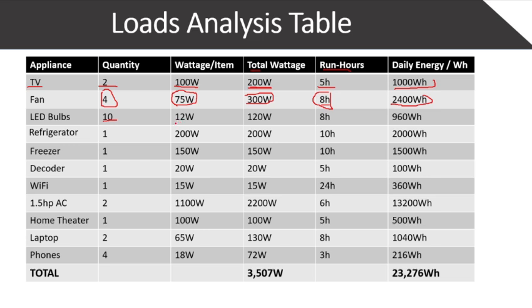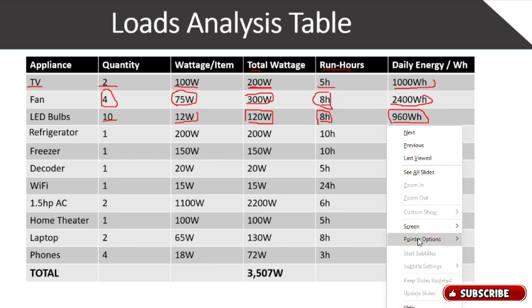You do the same thing for the LED bulbs, 10 pieces. Their wattage is 12 watts, and their total wattage should be 10 times 12, which is 120 watts. And they are running for 8 hours. Their total energy should be 120 times 8 hours. That's 960 watt hour.